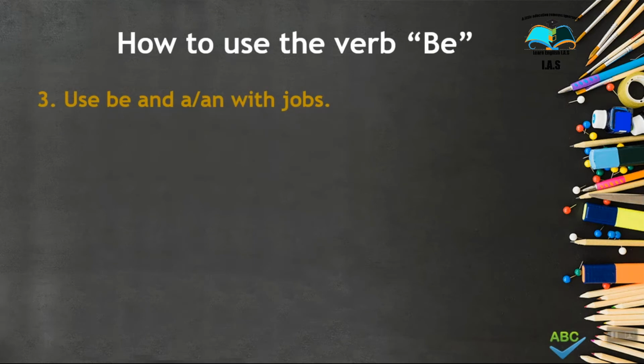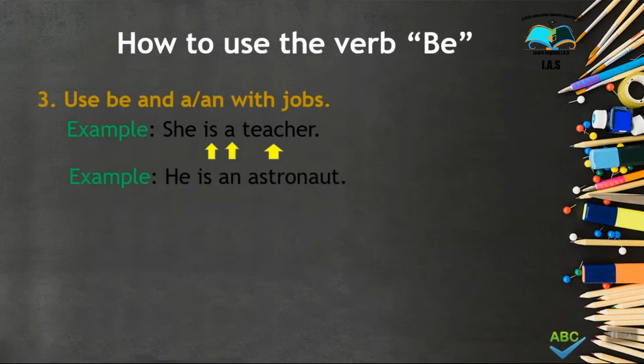We use be and a/an with jobs. Example, she is a teacher. In this example, we have the subject, we have the to be, and we have the job here. See, this is a to be verb. So I used be here, and I used a here with the job, so it's obvious that teacher is the job.